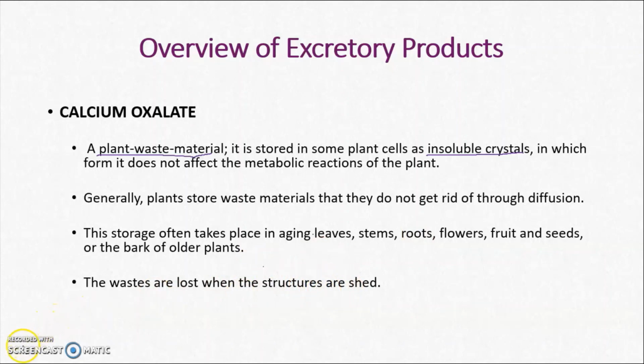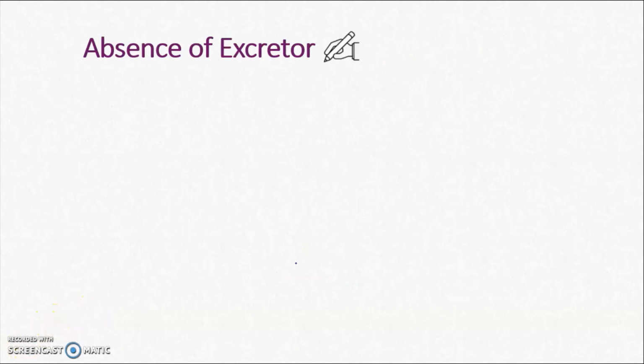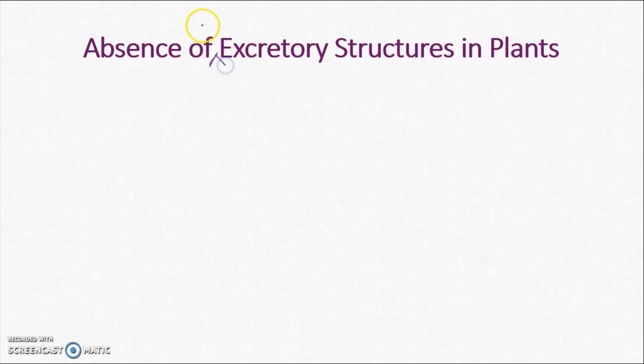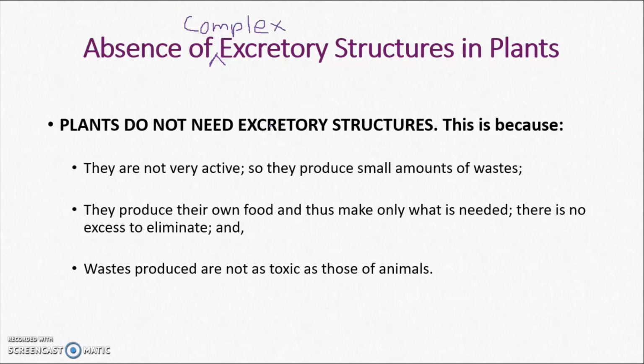Now, plants do not need complex excretory structures. So the absence of complex excretory structures in plants, that's what we're going to look at now. Plants do not need complex excretory structures, and I'm saying complex because they do have excretory structures. For example, the leaf is an excretory structure. But they do not need complex excretory structures, and this is because of 3 reasons.